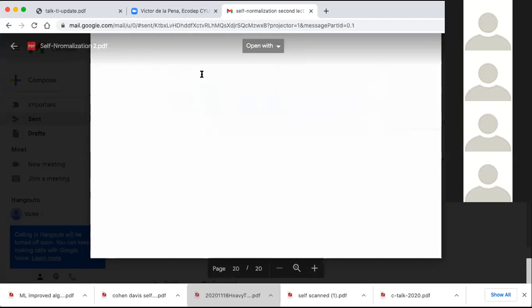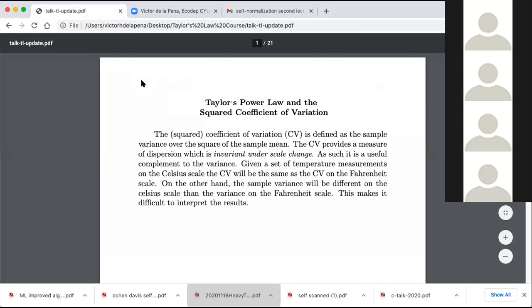So that ends the introduction. Now I'm going to go to a different file. What I do is connect Taylor's law to the squared coefficient of variation. The squared coefficient of variation is defined as the sample variance over the square of the sample mean. The coefficient of variation provides a measure of dispersion which is invariant under scale.